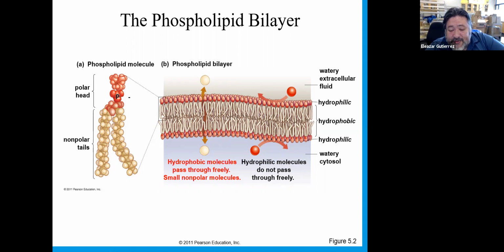What else? Also, even large hydrophobic molecules make it through here. How do we know? Cholesterol is pretty big. The problem is that if it's big, it might get stuck in the plasma membrane. So that's one problem. Now, why am I bothering you with this?